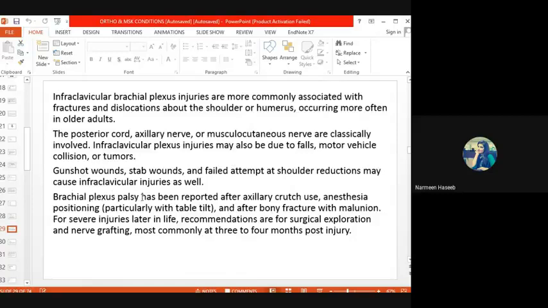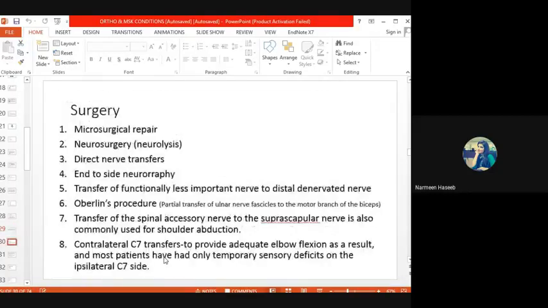Brachial plexus injury has been reported after axillary crutch use, anesthesia, particularly with table tilt, and after bony fracture with malunion. For severe injuries later in life, recommendations are for surgical exploration and nerve grafting, most commonly at 3 to 4 months post injury.